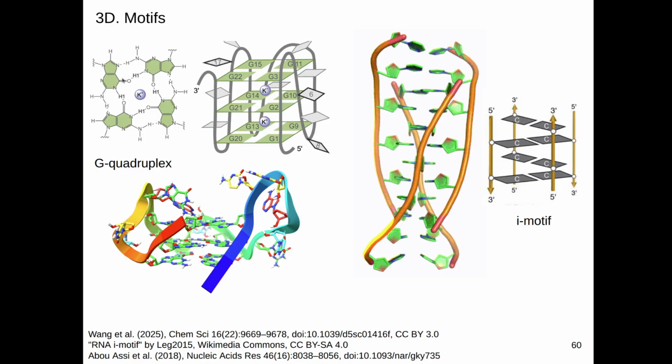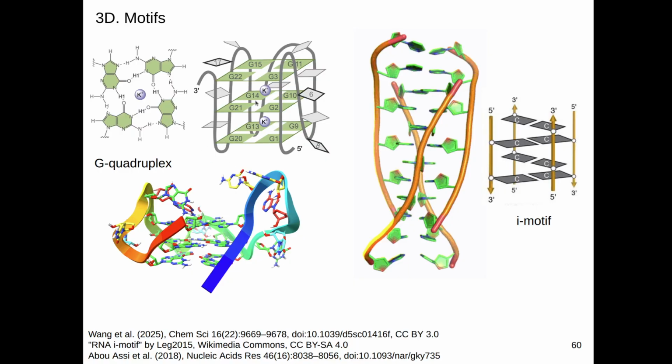So in each plane we have 4 guanosines forming Watson-Crick-Hoogsteen types of base pairs with each other. So Watson-Crick edge, Hoogsteen edge, Watson-Crick edge, Hoogsteen edge, and so on. And normally we have potassium ions in the middle of the 2 planes. So in between the 2 planes we have 1 potassium ion.